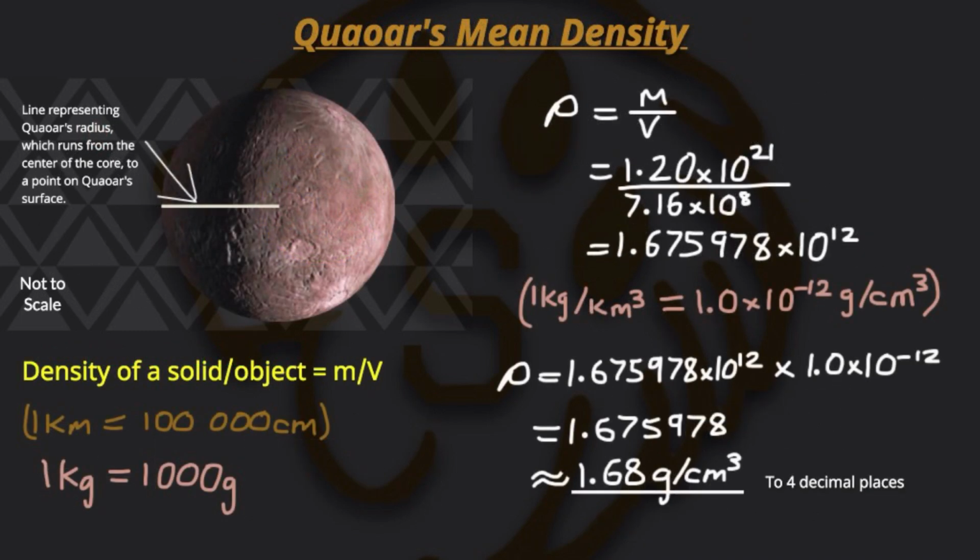So we now move on to probably the easiest of the calculations that we're going to cover, which is the common formula or equation for density, which is density is equal to mass over volume. And as we can see, we have the conversion rates at the bottom left, which is 1 kilometer is equal to 100,000 centimeters, and 1 kg, which is kilogram for mass, is equal to 1000 grams.